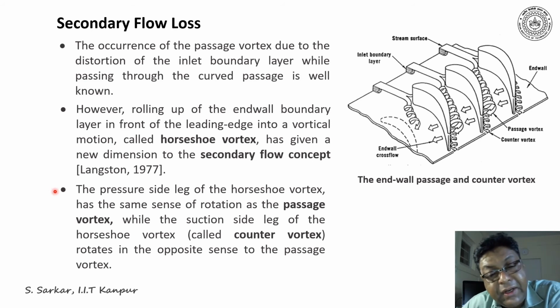The passage side leg of the horseshoe vortex has the same sense of rotation as the passage vortex, while the suction side leg of the horseshoe vortex, called the counter vortex, rotates in the opposite sense to the passage vortex.